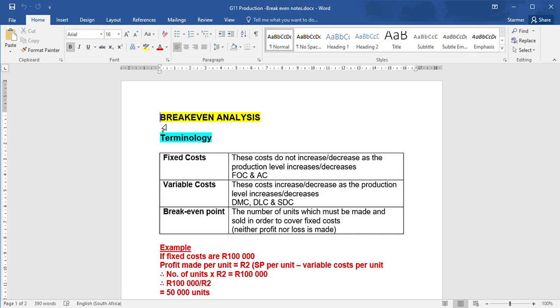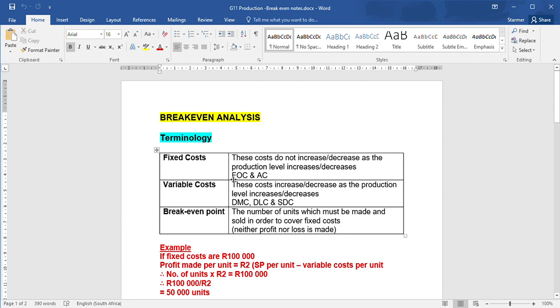In this video, I'm going to go through something called break-even analysis. Before I go through what break-even is, I need to explain the difference between fixed costs and variable costs. Fixed costs are those costs that don't increase or decrease as you produce more or less. In other words, I'm not saying they never increase. They can increase by something like inflation, but they don't increase if you produce one item or 100 items.